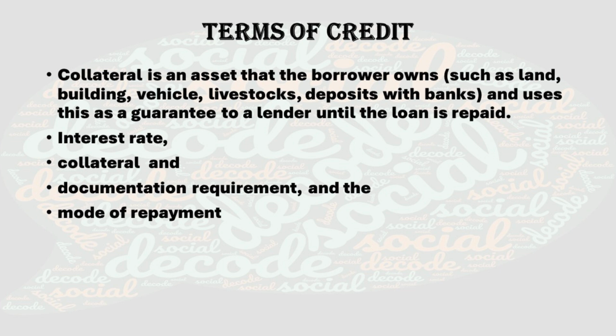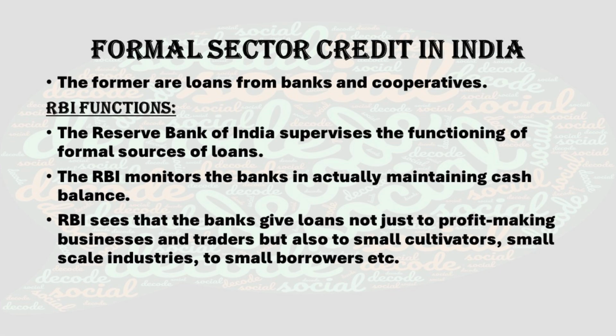To clarify this concept, here I come with an example. A farmer borrows rupees 1 lakh at 12% interest per year and pledges his land as collateral. These are the terms of credit: the interest rate, the documents, the collateral, and how he is going to pay the amount. Here the collateral is very important to get a loan from the formal sector. When a person approaches the informal sector, he does not require any collateral.